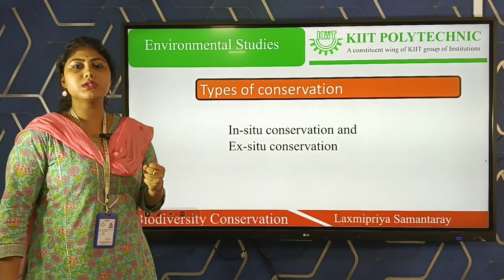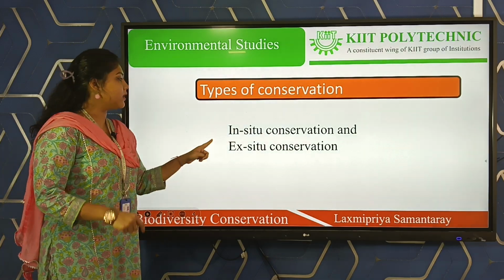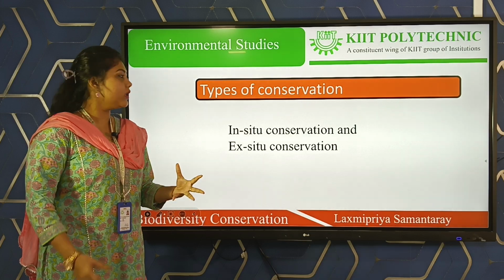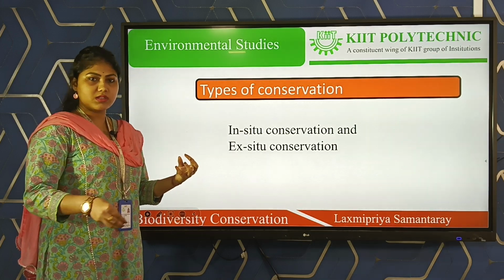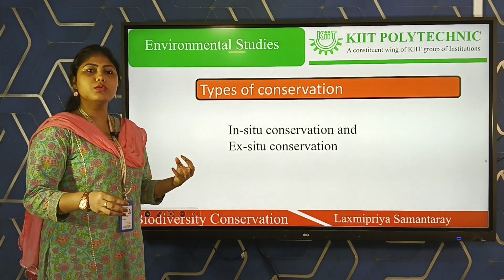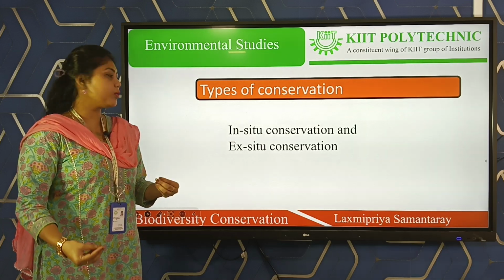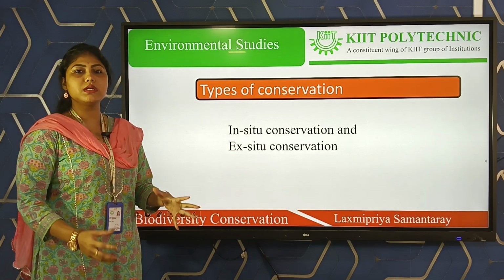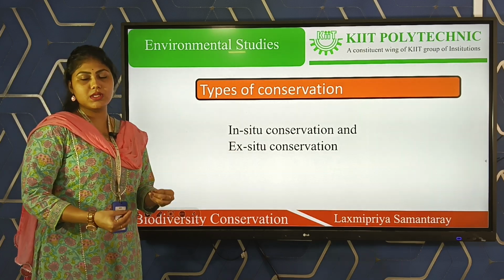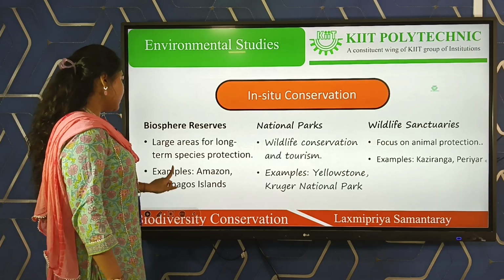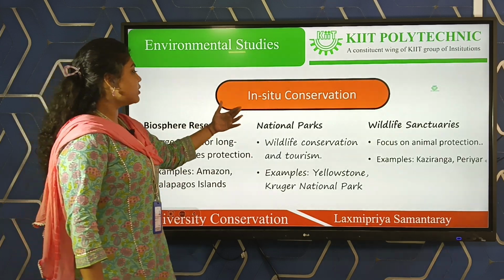So, moving to the next, types of conservation. Types of biodiversity conservation are of two types. One is in situ conservation, which is natural. It means in our surroundings, we are already saving them. It is a natural process. Ex situ conservation means a natural process as well as man-made habitats.